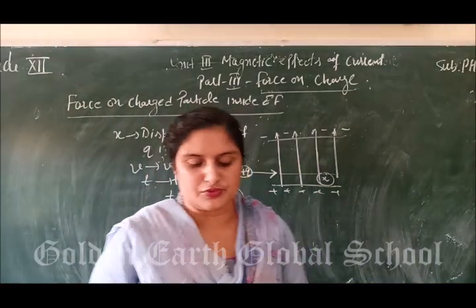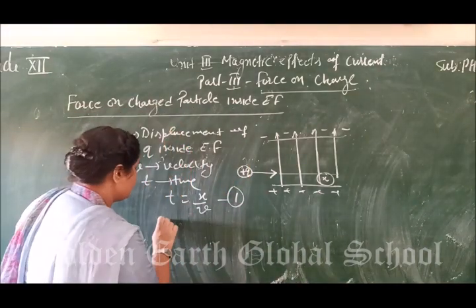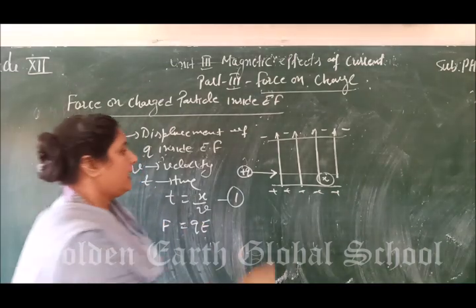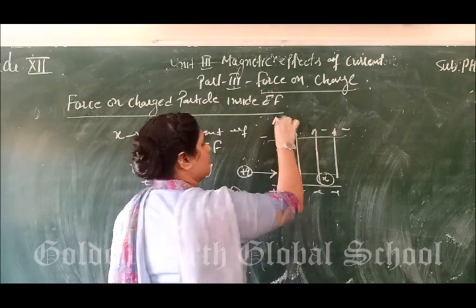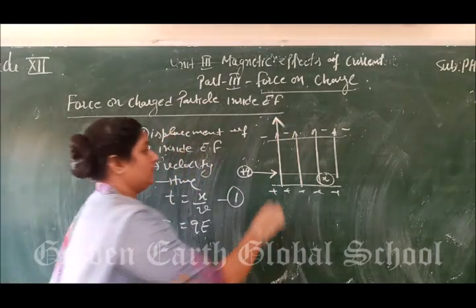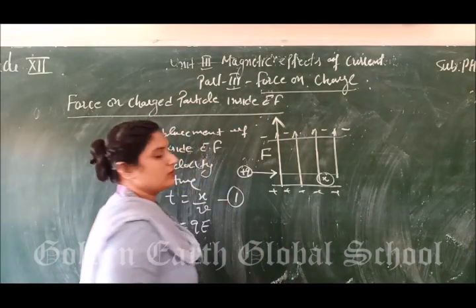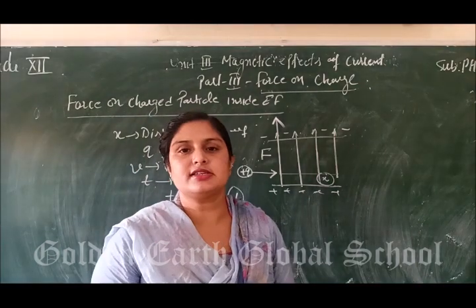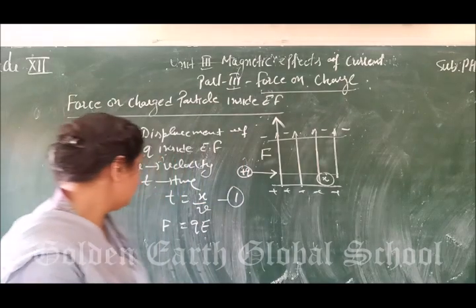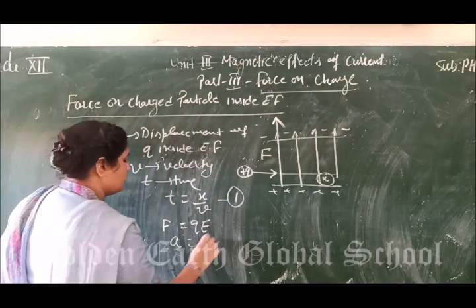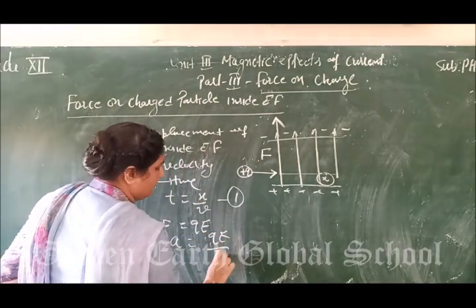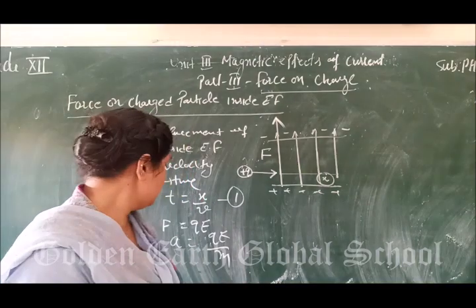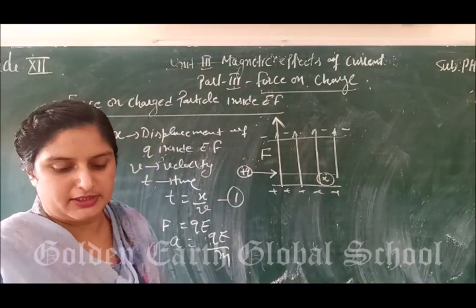Now what about the force? The force F is equal to QE. It is acting on the charged particle and this force will act along the y-axis. Due to this force, acceleration will be produced in the particle, and that acceleration is equal to QE upon m, where m is the mass of the particle. Now we have calculated a.